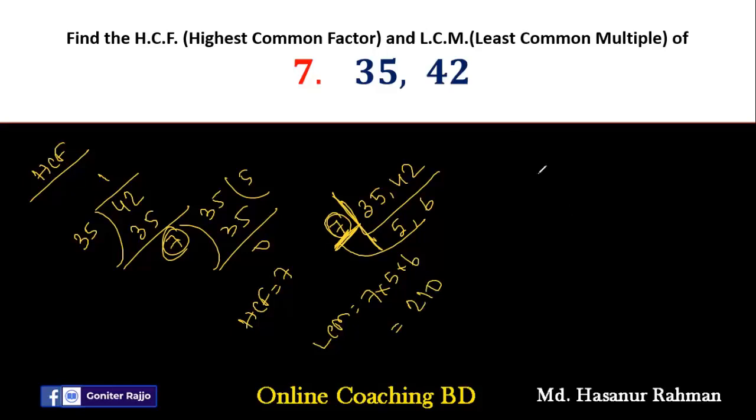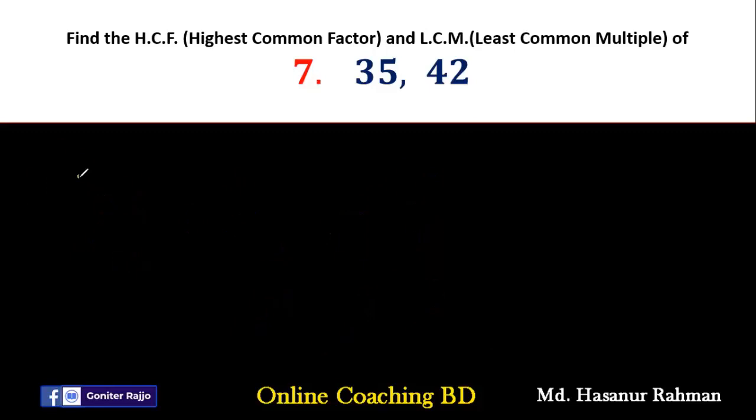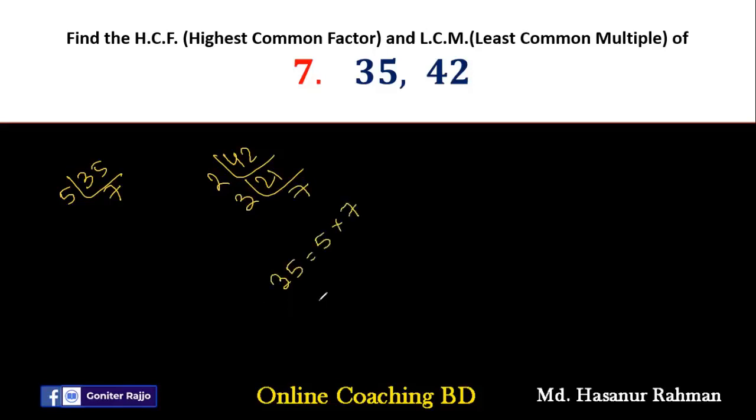Okay, very simple. Now I'm showing you another method. Suppose I want to find out the prime factors of 35 and 42 individually. So we know that 5 sevens are 35. And what about 42? We can divide this 42 by 2, then we get 21. And 21 divided by 3 will be 7. So 35 actually represents 5 multiplied by 7. And 42 actually represents 2 multiplied by 3 multiplied by 7.